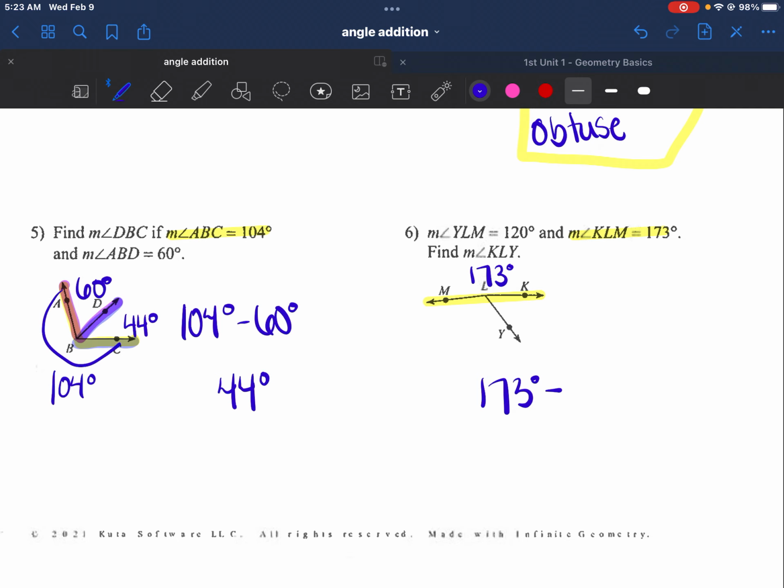So if I have the big angle, I'm going to set it up to where I have to subtract, and I have to subtract from 120 because YLM is 120 degrees, which is an obtuse angle. So I need to subtract 173 from 120, which will give me 53 degrees, which is an acute angle. So KLY is 53 degrees. So we already know that's an acute angle as well as this.